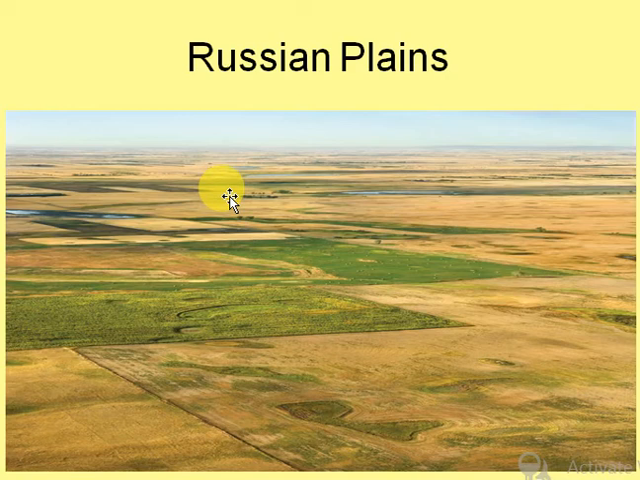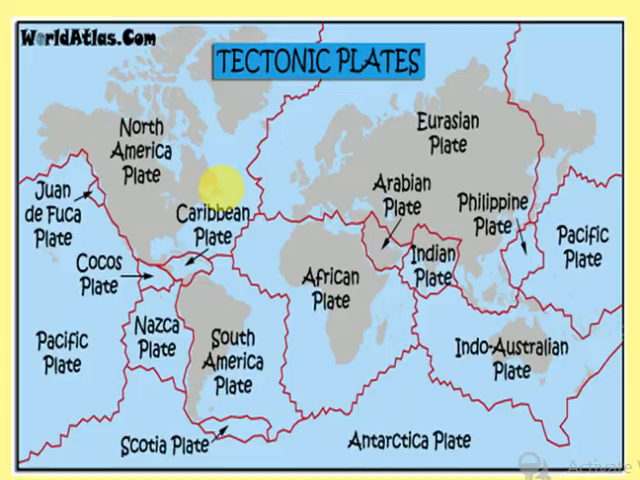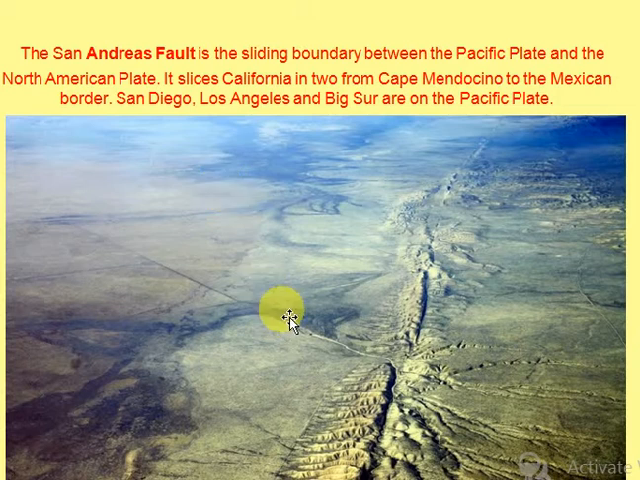Now here is a good example of how, due to tectonic activities, huge landscapes and plain areas have developed. So you can see a fault line over here. The San Andreas Fault is the sliding boundary between the Pacific Plate and the North American Plate. It slices California in two, from Cape Mendocino to the Mexican border; San Diego, Los Angeles, and others are on the Pacific Plate. So these are the areas where the fault line has developed.